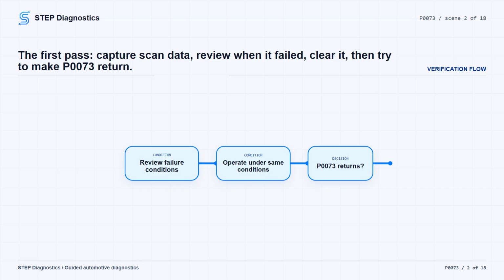Then review the captured conditions and the monitored and set conditions. Erase the faults, operate the vehicle or system under those same conditions, and see if P0073 comes back or the condition is still present. If it returns, continue with circuit testing. If it does not return, treat it like an intermittent and test accordingly instead of guessing.